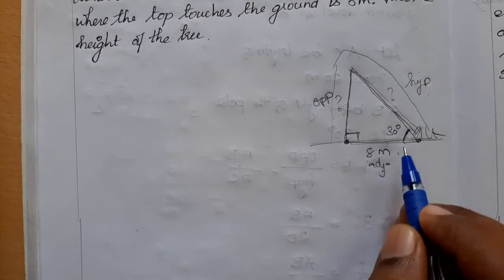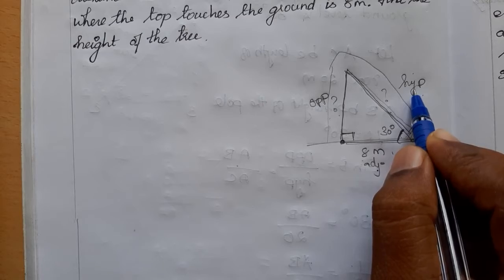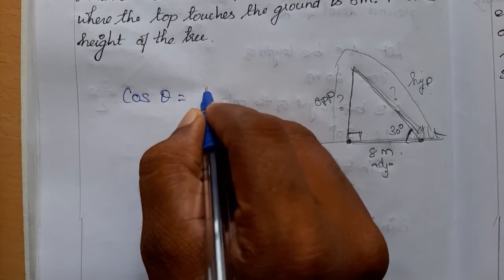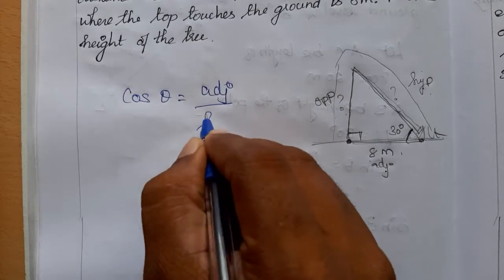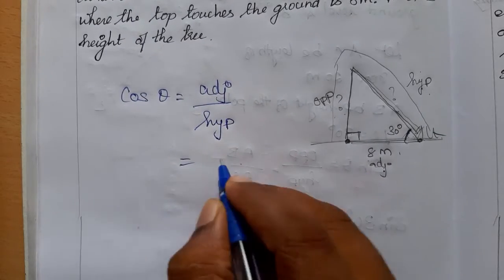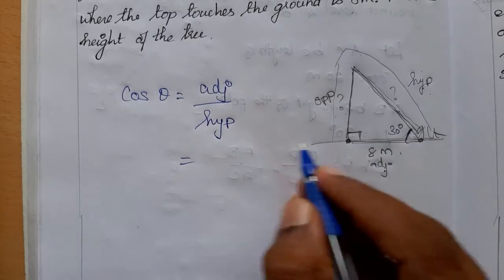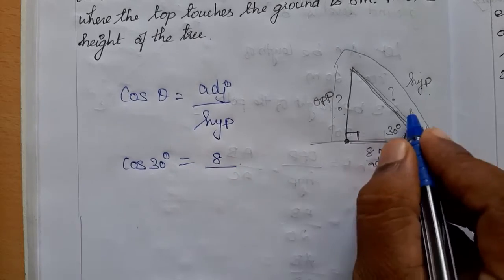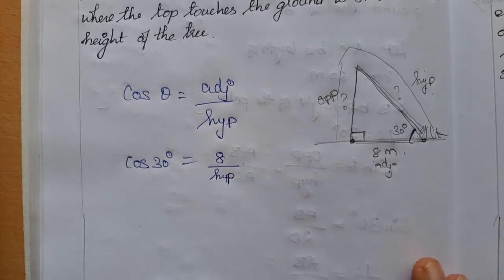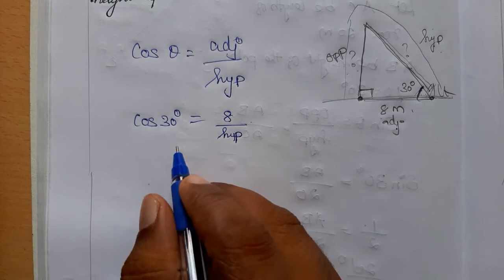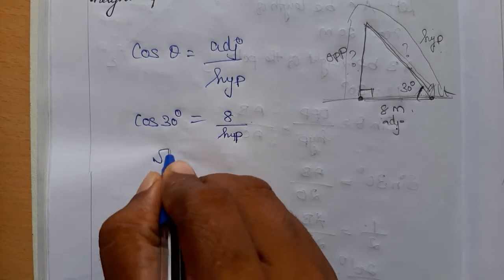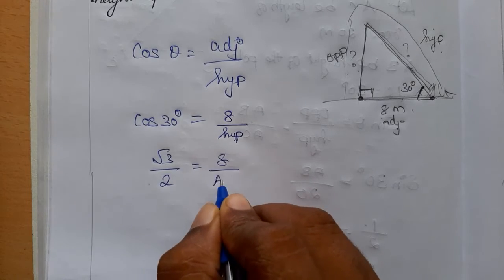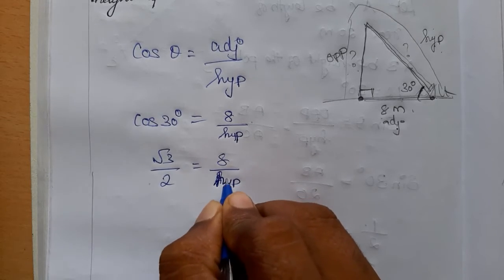The ratio which connects the adjacent and hypotenuse is cos. Say cos theta, right? So cos theta is equal to adjacent by hypotenuse. Here the adjacent is 8. So theta is 30 degrees, right? So cos 30 degrees is equal to 8 divided by hypotenuse, which we have to find. Cos 30 is equal to square root of 3 by 2, which is equal to 8 divided by hypotenuse.